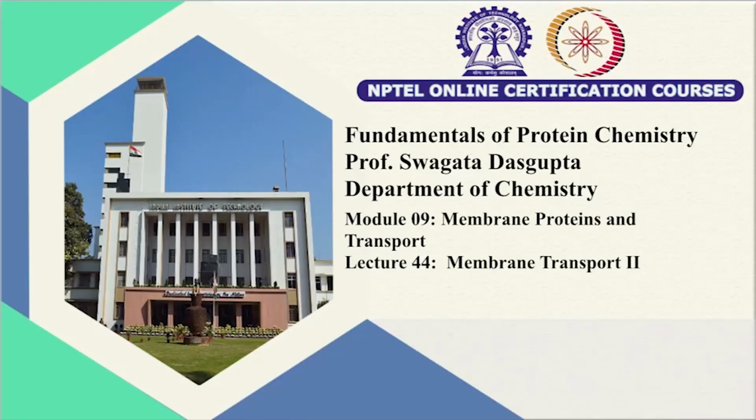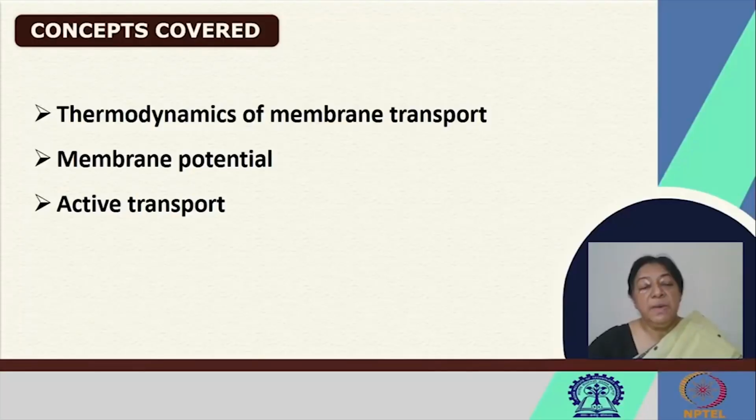Continue our discussion on membrane transport. What we have been looking at previously is the membrane proteins, integral proteins, peripheral proteins, and how they are able to conduct the transport of material from one side to the other. We have looked at passive transport.